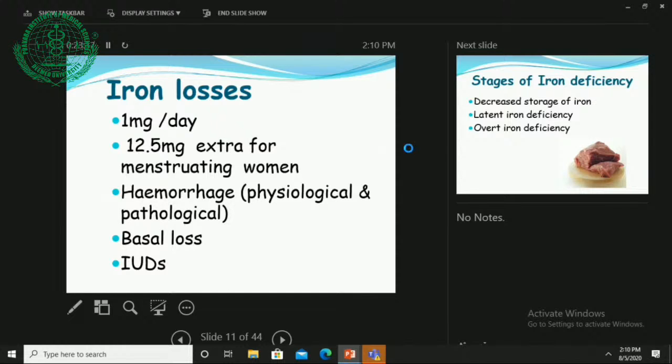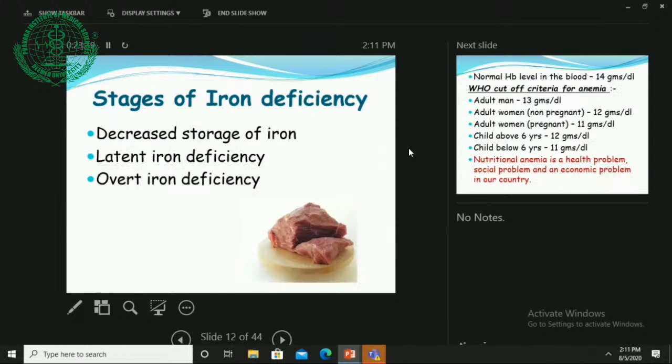So that was about iron loss. Now we'll see what are the different stages of iron deficiency anemia. Iron deficiency anemia presents in the form of 3 stages. First is the decreased storage of iron. Here there is depletion of iron stores, and the individual may not have signs and symptoms of iron deficiency.